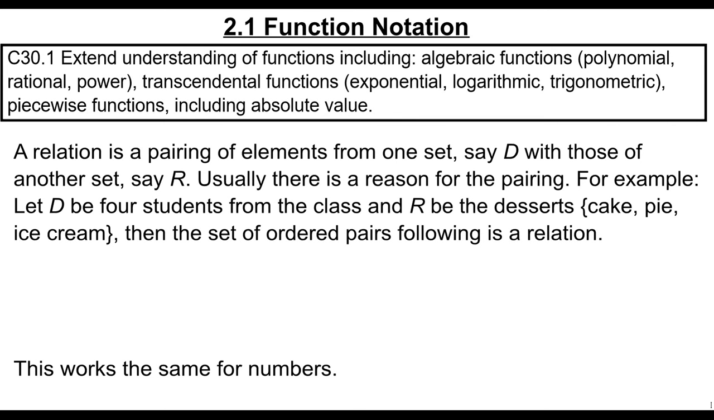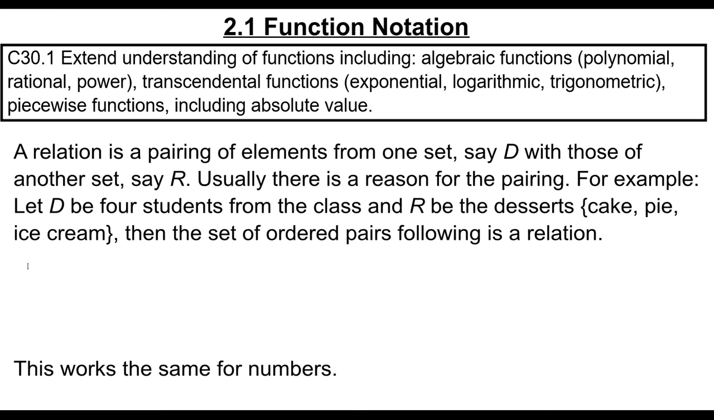Section 2.1 is going to deal with function notation. This is something that's not new to you, however it may have been a while since you formally discussed it. So we have a relation that would be a pairing of elements from one set that we might call D to those of another set that we might call R. Usually there is some reason for this pairing.